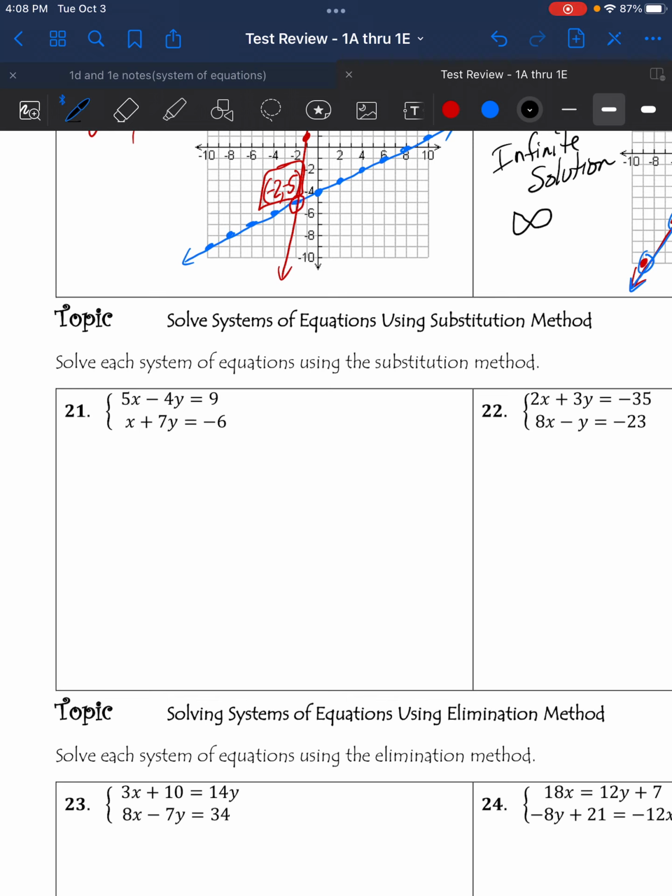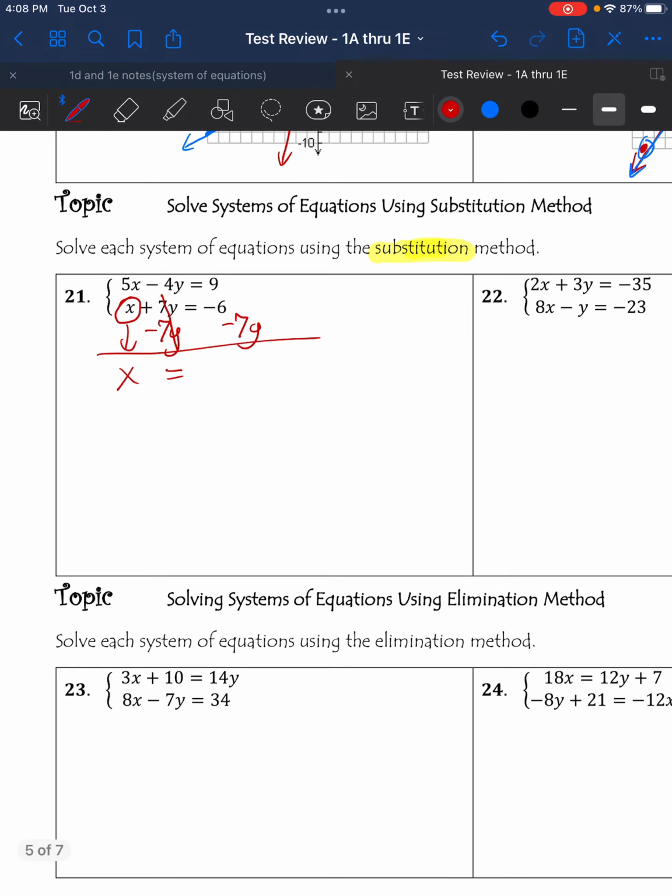All right, substitution. The main thing with substitution, the number one thing is get a variable solved for. So on one of the equations, you have to look and see which variable is going to be the easiest to get by itself. X equals or Y equals, it doesn't matter. Looking through this bottom equation, X is going to be the easiest to get by itself because all you have to do is subtract 7Y. You can solve for any other variable, but by doing this, you're going to save yourself a lot of time with less fractions. I wouldn't say no fractions, but less fractions.